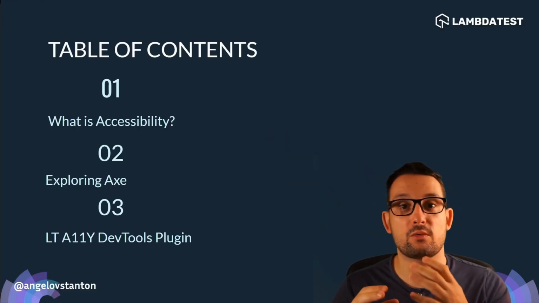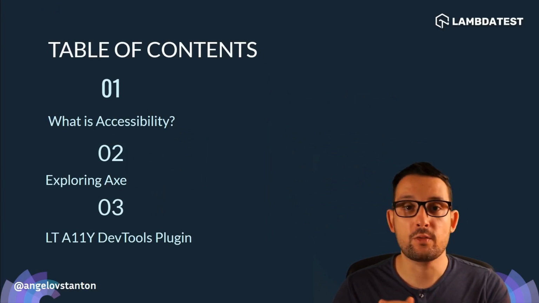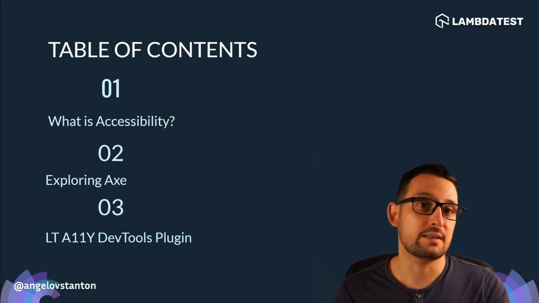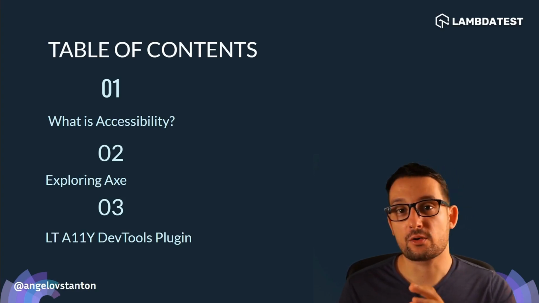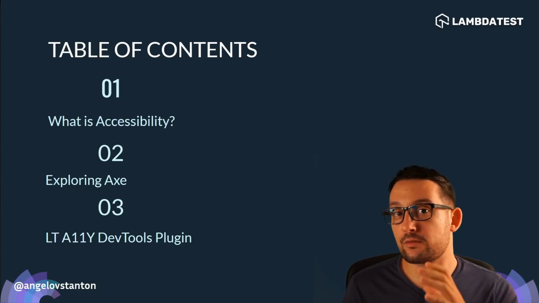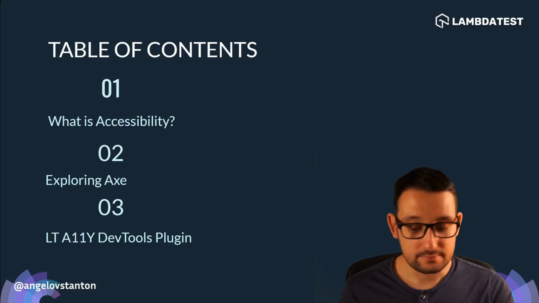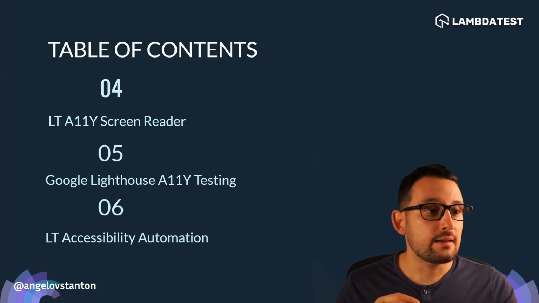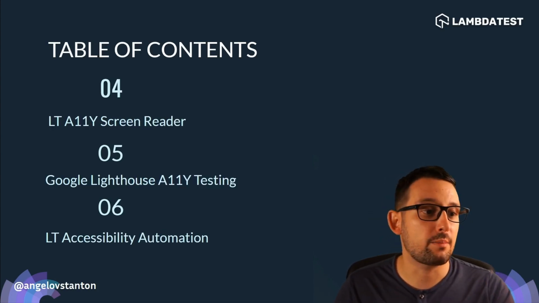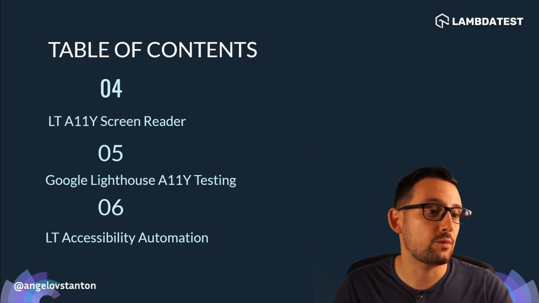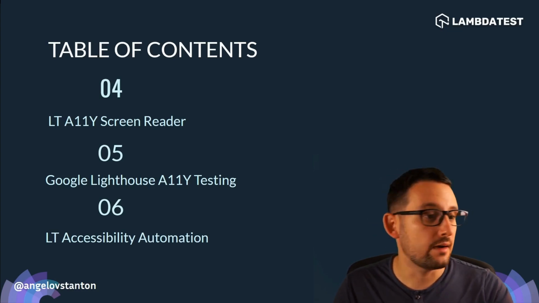First, we are going to discuss what is accessibility. Then we are going to explore Axe, which is a set of tools that help automating accessibility testing. After that, we are going to cover Lambda Test Accessibility DevTools plugin. This is the abbreviation for accessibility, A11Y. Then we're going to discuss why you need to care about screen readers, some of the best on the market, and we're going to see how this is tightly integrated into the Lambda test platform and how you can easily do this type of testing.